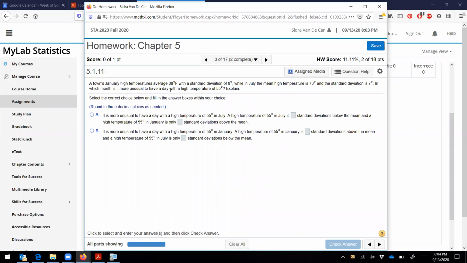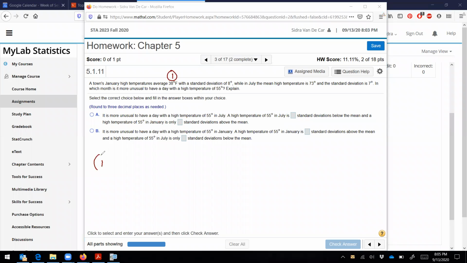A town's January high temperature averaged 38 degrees Fahrenheit with a standard deviation of 8 degrees, while July is 73 with a standard deviation of 7. In which month is it unusual to have a day with a high temperature of 55? Let's figure out what the z-score would be for each circumstance. So we're going to treat this one as our first one.